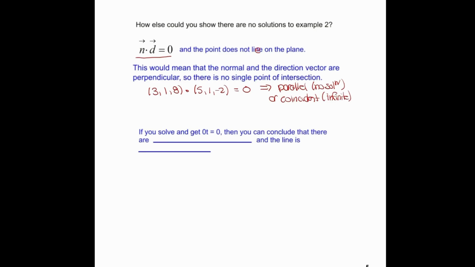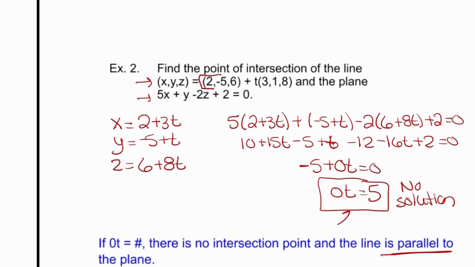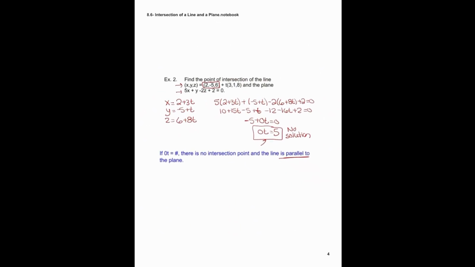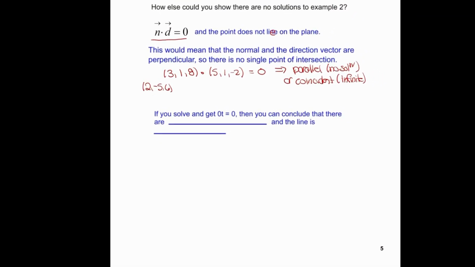Okay, so if we've done the dot product and we've gotten 0, now we know it's either parallel or coincident. How do we know which one? Well, we're going to sub the point, and we're going to just use the point from the question, which was 2, negative 5, 6. We knew that that point was on the line. So we're going to sub that point, 2, negative 5, 6, into the equation of the plane.